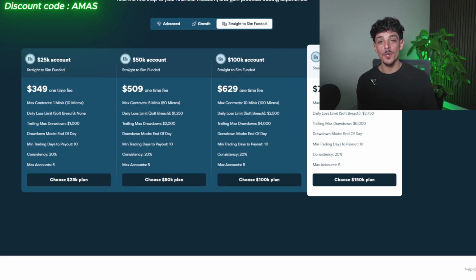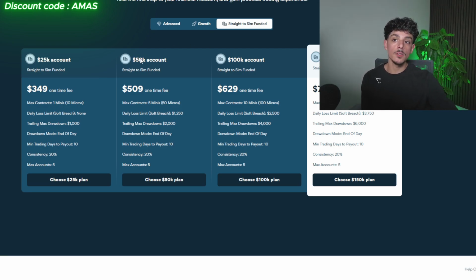One thing that is also incredible about Tradeify is that you have access to 5 accounts, okay? So tomorrow you can decide to buy 5 50K straight to sim funded accounts, and you would have access to such huge amounts of drawdown compared to what you would have access to on a live account with that initial investment.